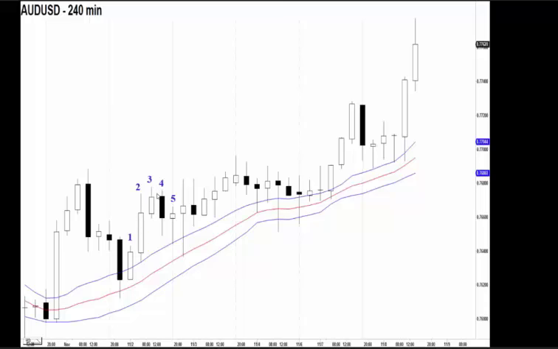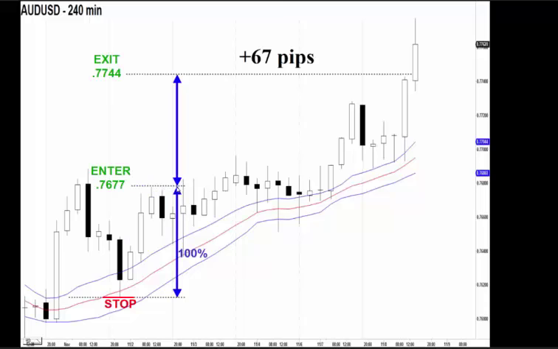So this is our new setup. Here's our new short-term pivot high. You could have entered right here at 76.77, measure the range, and then exited for a quick 67 pips in a couple of days, or $670.